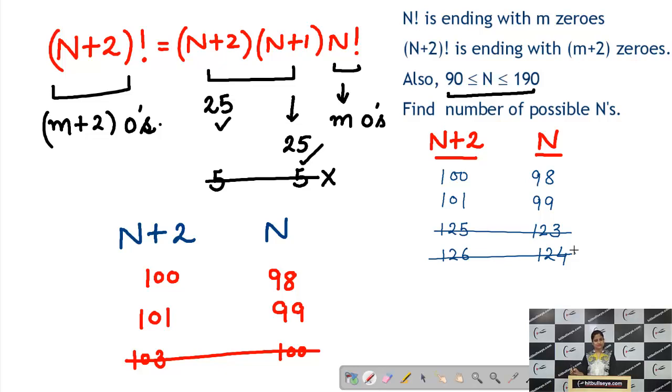So we'll move to the next multiple of 25, that is 150. Correspondingly, you will write the values of n. Now you got the idea, so no need of writing the n value. Then what is the next multiple of 25 in this range? That is 175. So we can write 175 and 176. So these many cases are possible in this range 90 to 190. So what is the answer in this case? 6, not 8. So 6 will be the final answer in this case.